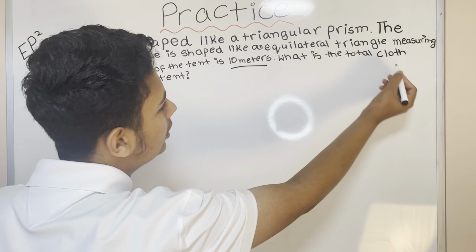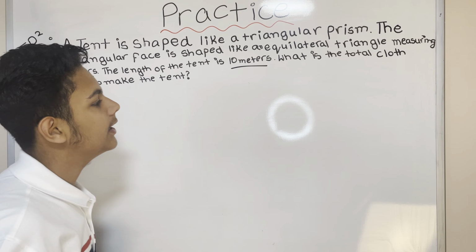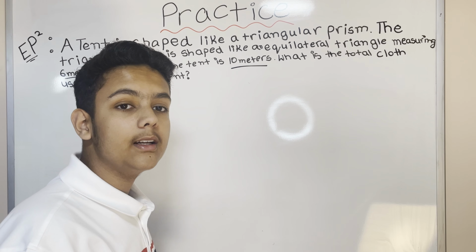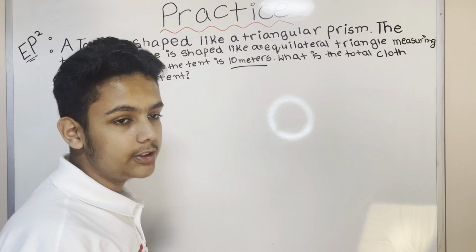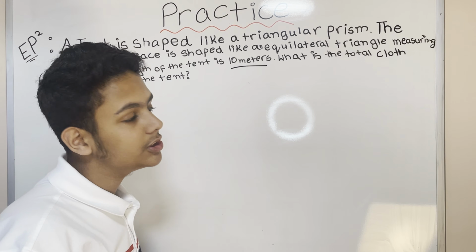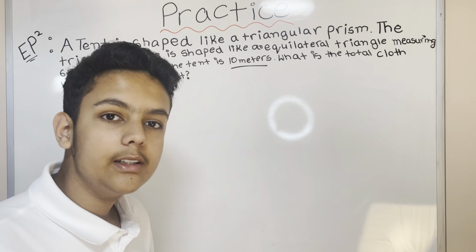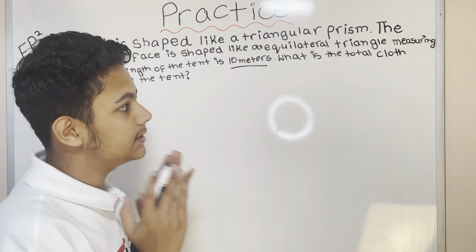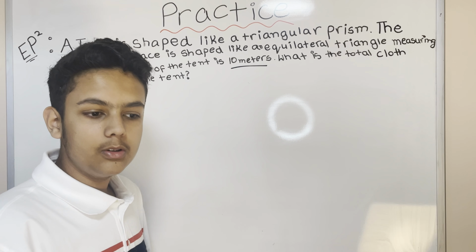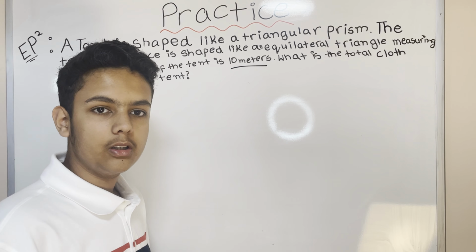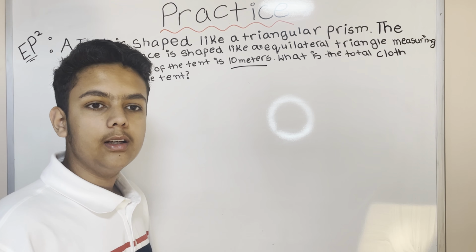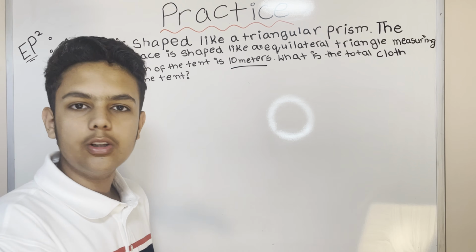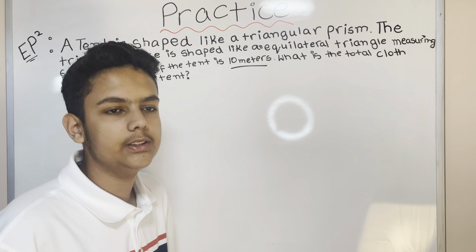What is the total cloth used to make the tent? So we have to find the total cloth used to make the tent. That means the surface area of the tent. But here's a trick in this question. We can't find the total surface area, because whenever you make a tent, just imagine making a tent, there is no cloth on the ground. So we just have to find the two rectangles and two triangles, not the ground.